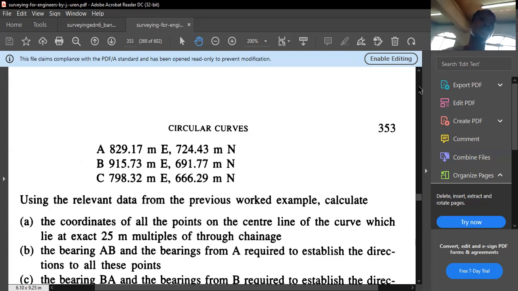Okay, so these are the coordinates. A is 829.17 meters eastern, 724.43 meters northern. B.